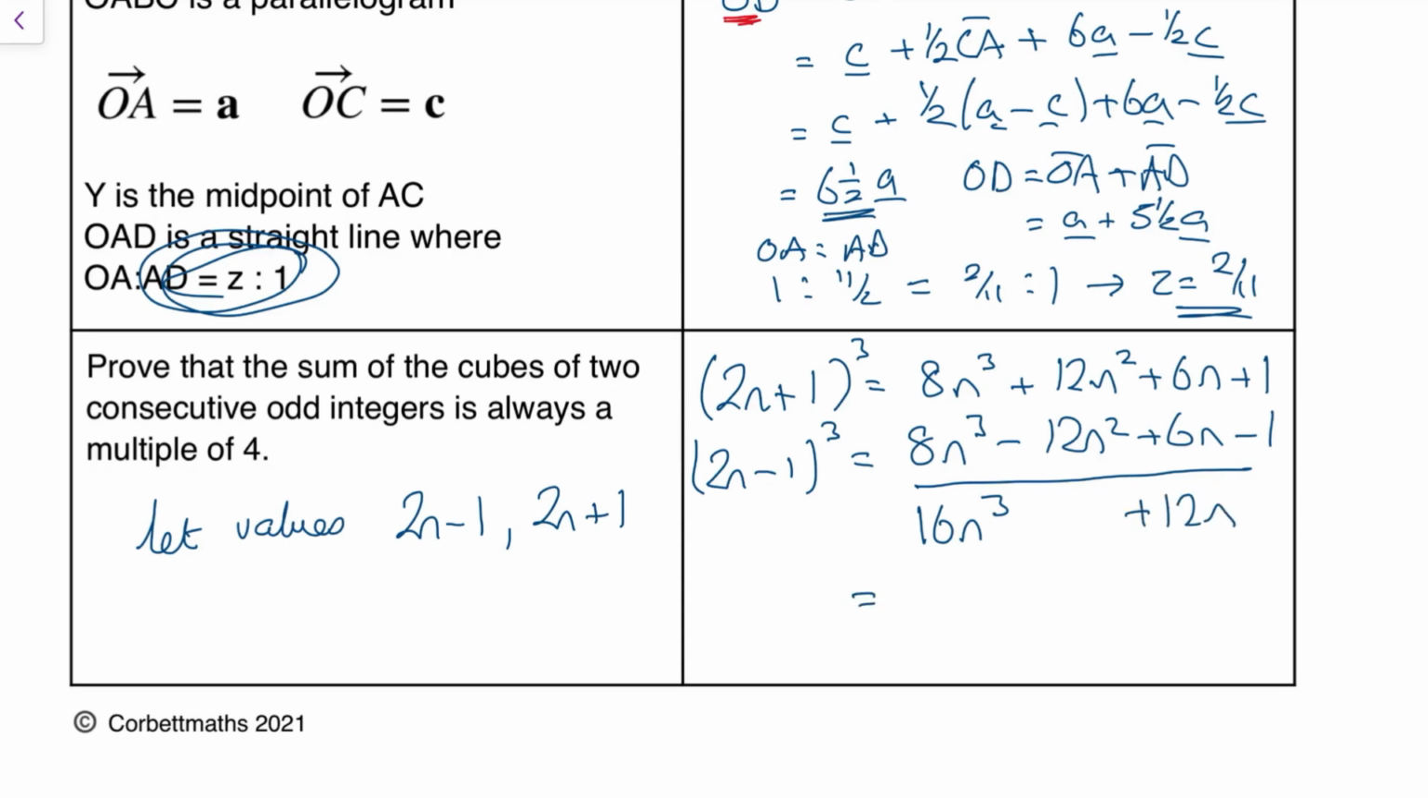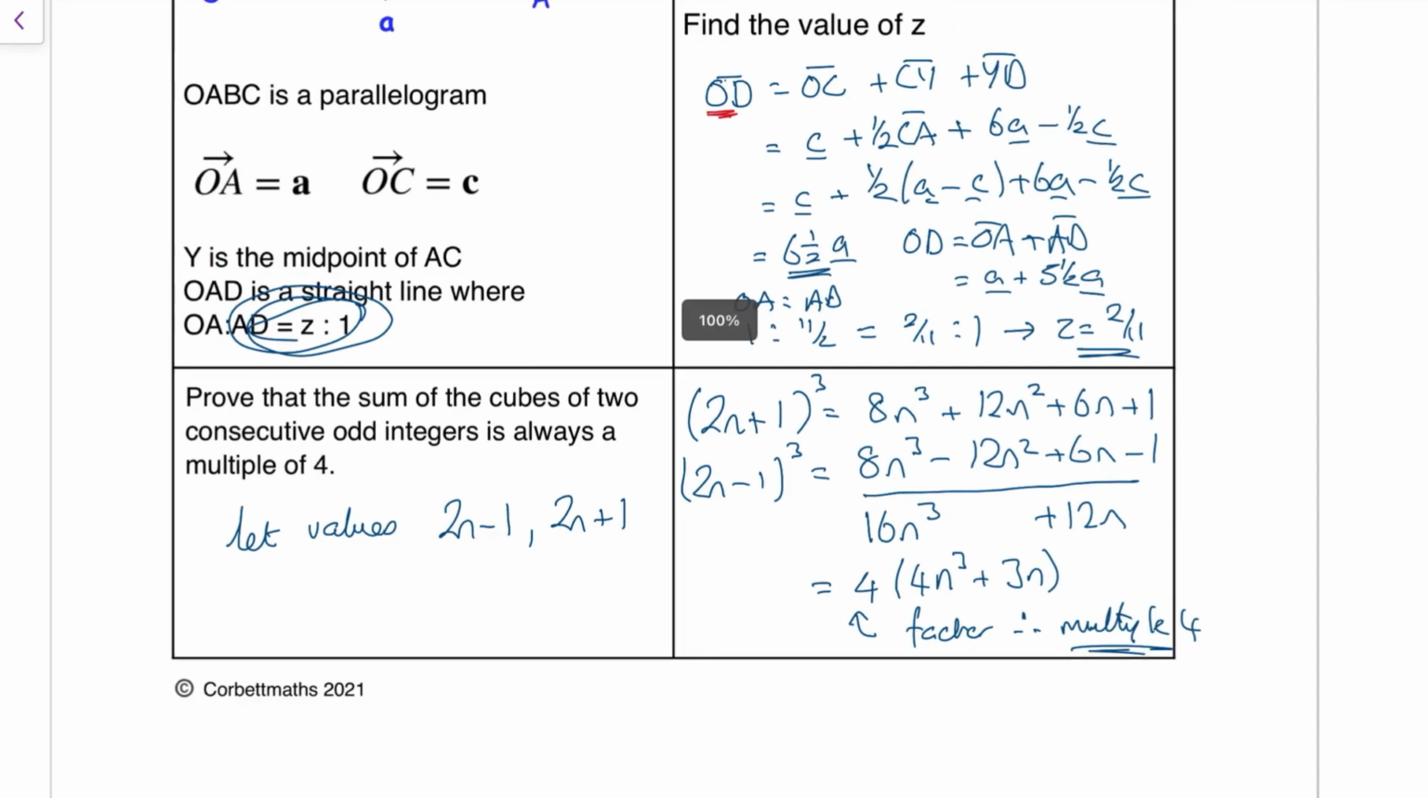And that's, what am I trying to do? Show that it's always a multiple of 4, so I can write that as 4 times 4n cubed plus 3n, which is a factor of 4, therefore a multiple of 4, which means I've proven it to be true. And that's it, today done.